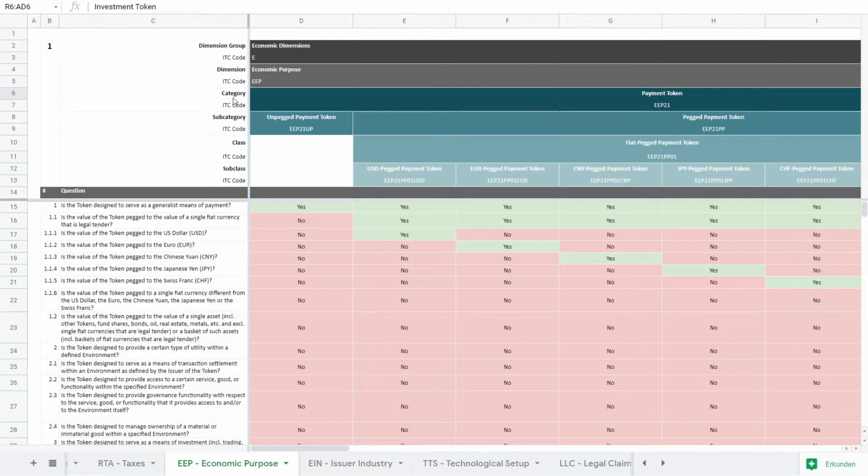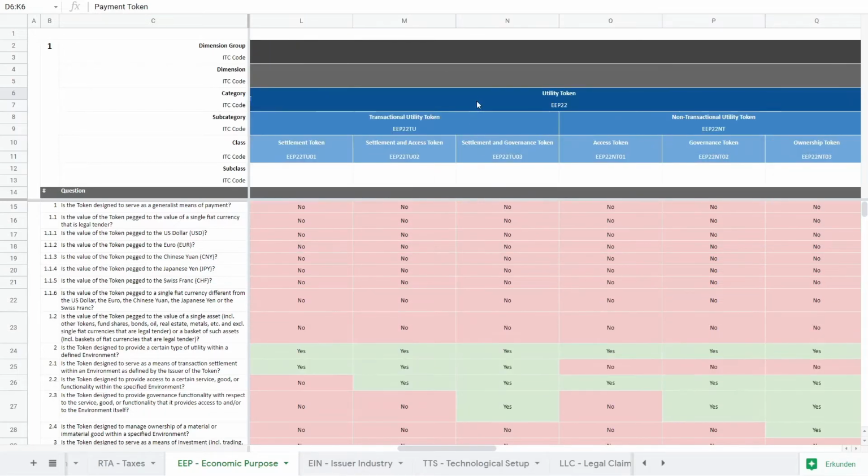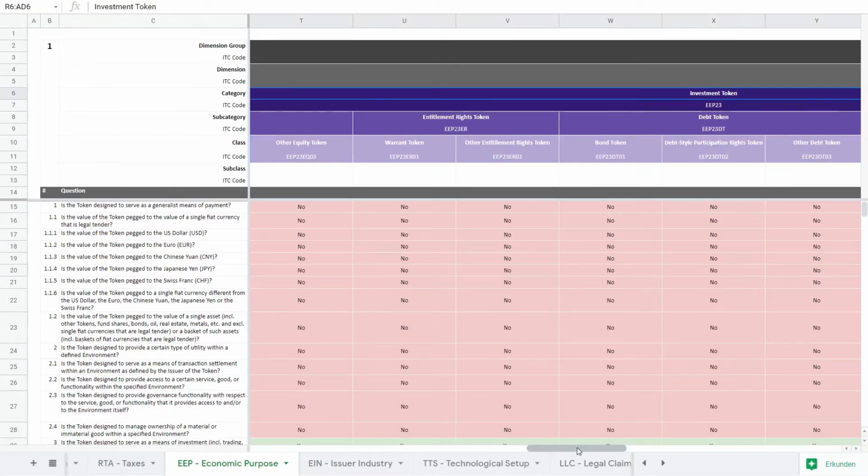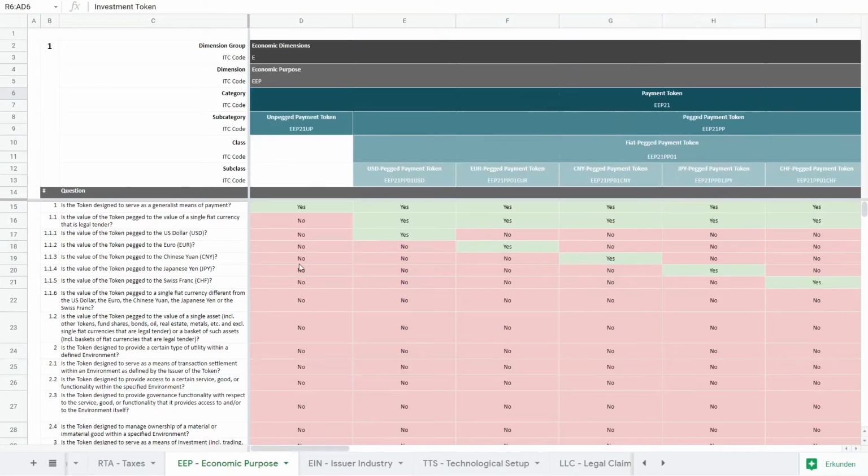As I already said in the slide before, we have here 3 different categories. The first one is the payment tokens. The second one is the utility tokens. And the last one is the investment tokens. As the name of the dimension already says, we are looking here at the economic purpose. So what is the token actually used for? In that regard, we are trying to classify every token that we add to the token base according to one of these 3 different categories.